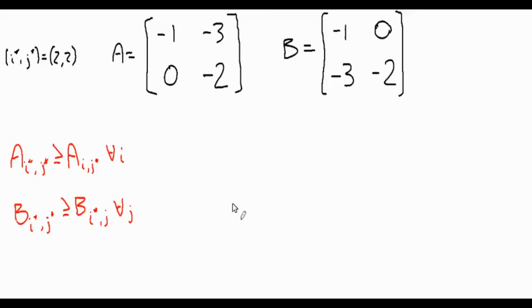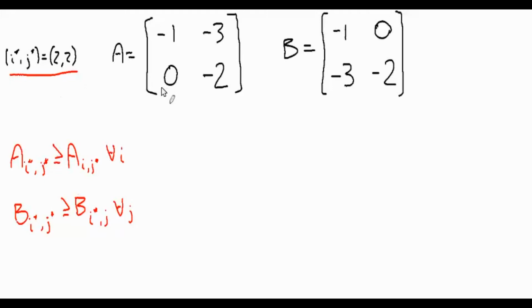So this question wants you to verify that this pair I star, J star equal to 2, 2 is indeed a Nash equilibrium for the prisoner's dilemma game defined by matrices A and B. We saw on the last screen that these are the conditions for a Nash equilibrium. So let's apply these conditions to A and B and just demonstrate that they hold. So A I star comma J star, with I star J star being 2, 2, means that we're going to look for this left-hand side here.